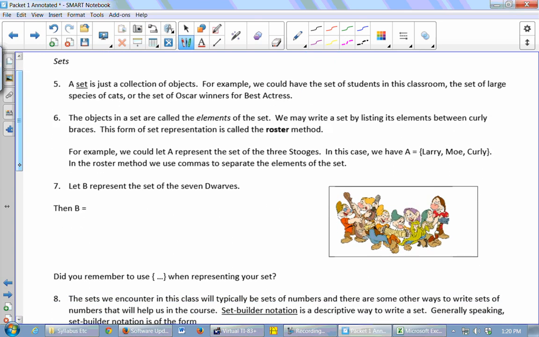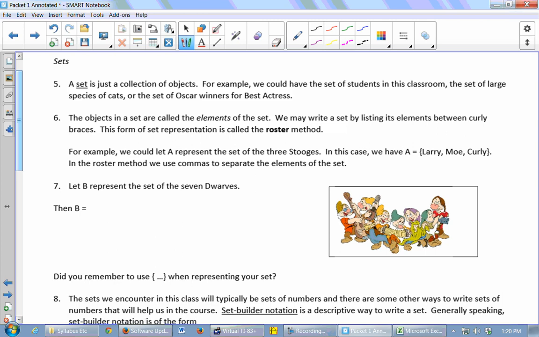Okay, so shifting gears a little bit to a new topic. So that was mathematical models. Now we're going to talk a little bit about sets. A set is just a collection of objects. For example, you could have the set of students in this classroom, the set of large species of cats, or the set of Oscar winners for Best Actress.